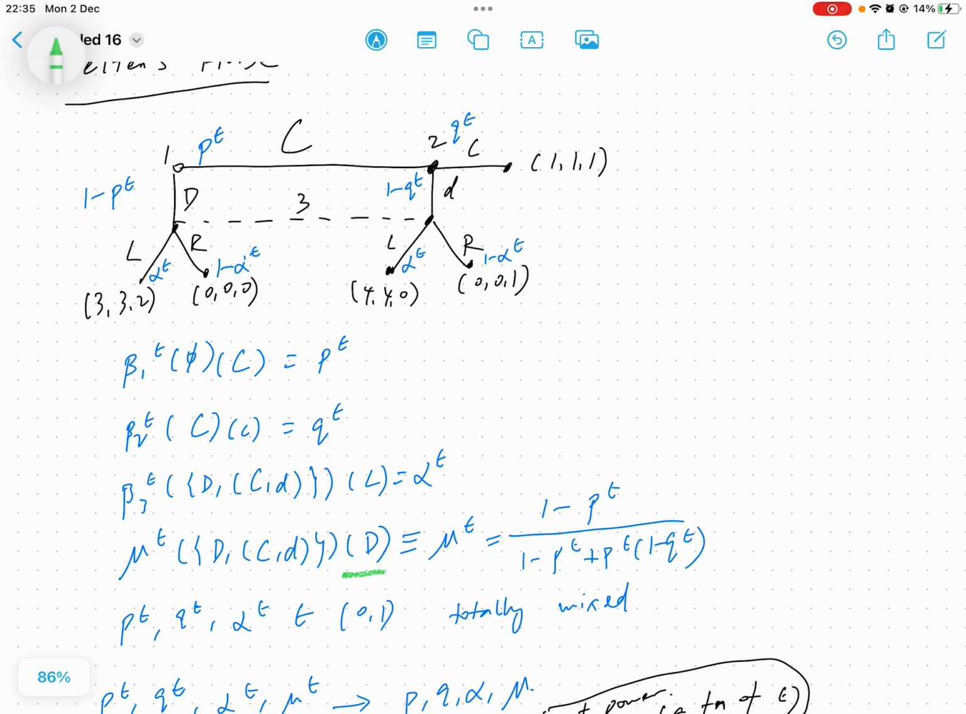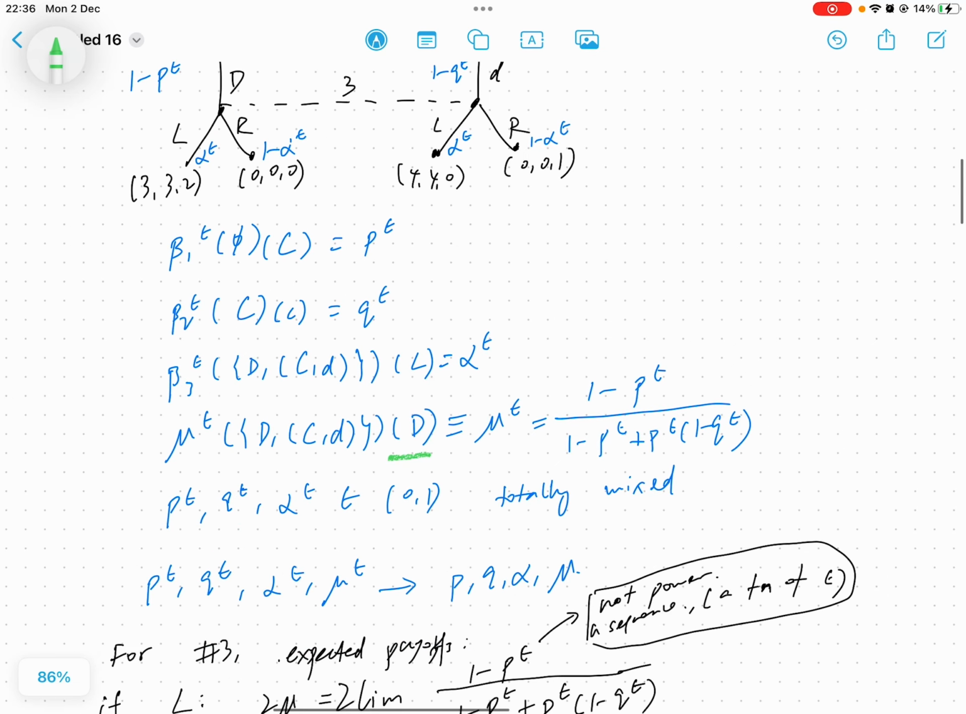And that could be derived from the Bayes rule, right? Bayes rule simply tells us how to update the belief from the prior to the posterior. After updating the belief, the numerator would be 1 minus p epsilon, the probability of reaching this specific node. The denominator would be the summation of all the probabilities of coming into this information set, right? Okay, good.